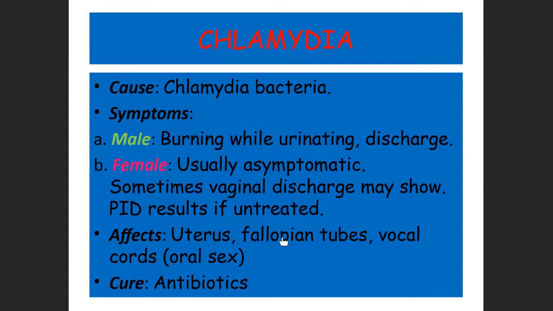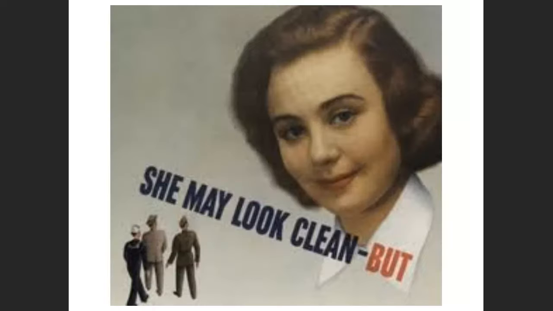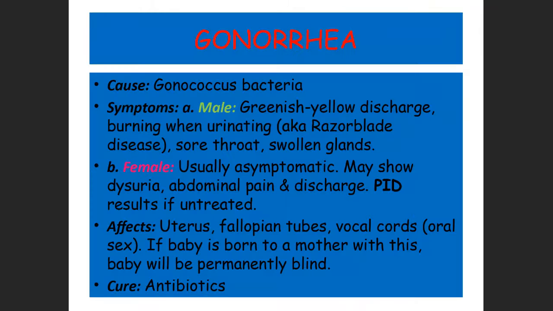The problem is that if they get chlamydia and they don't get treated, they can end up sterile from pelvic inflammatory disease. It affects your uterus, fallopian tubes, and your vocal cords if you are involved in oral sex. So you can end up with chlamydia in your vocal cords as well. This is just me looking back, because a lot of people look clean, but that has nothing really to do with sexual genital diseases sometimes.